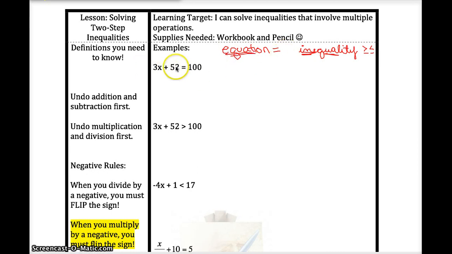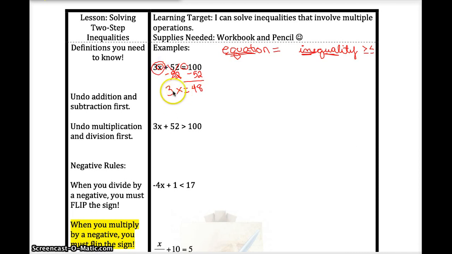So here's our first equation that we're looking at. Notice it has the equal sign. And we need to take 3x plus 52 equals 100 and get that so that x is by itself. So we first have to undo addition and subtraction. So here's our addition. Let's get rid of that. Adding 52, the opposite is subtracting 52. So we subtract 52 here. And 100 take away 52 is 48. 48 equals 3x, because now 52 and 52 went away, so all we have left is 3x.